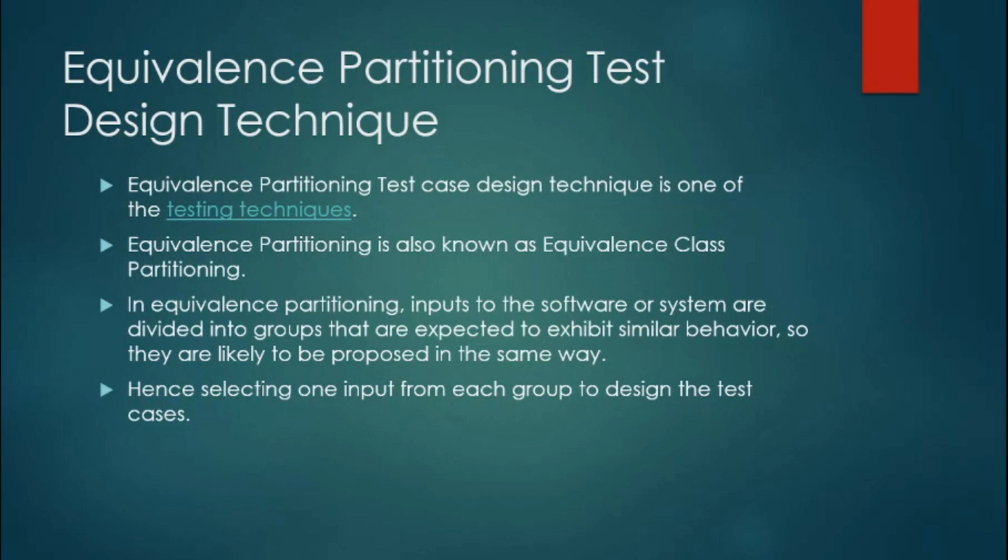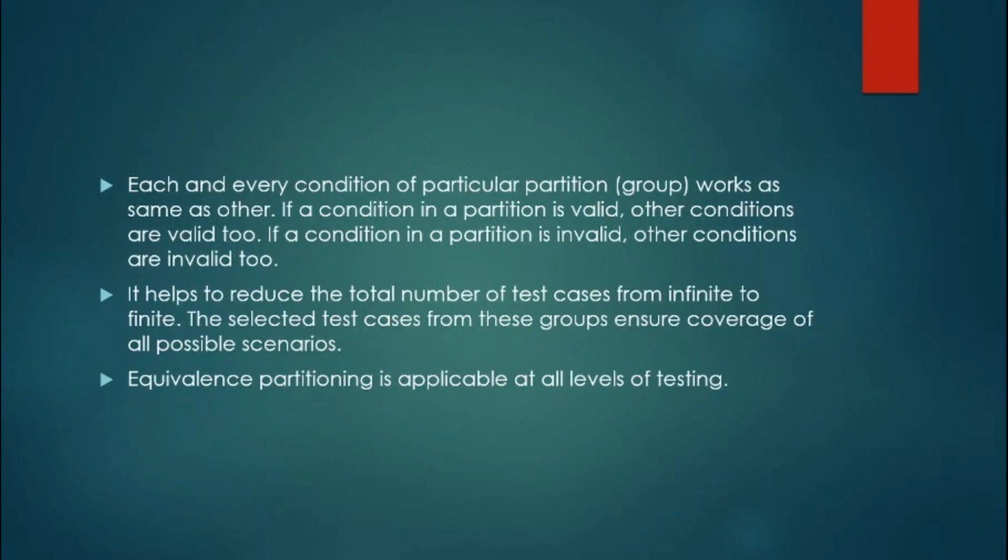If you are selecting one input from each group to design the test case, it is like checking all the values from that particular class or group. Each and every condition of a particular partition, group or class works the same as the others. If a condition in a partition is valid, then other conditions are valid too. So if I am picking any value from a particular class, it is similar to checking all the values in that class. If a condition in a partition is invalid, other conditions are invalid too.